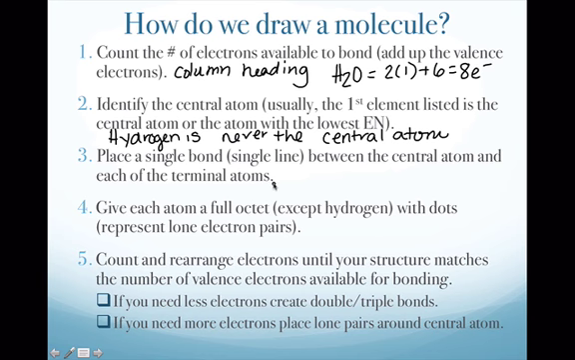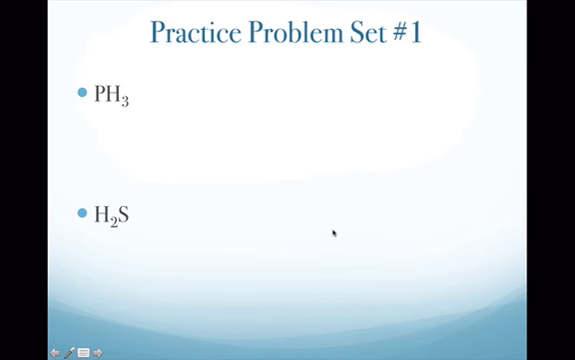You're going to place a single bond, which remember we said was a single line, between the central atom and the terminal atoms. Terminal just means the atoms that are outside the central atom. They're on the ends. Then you're going to give each atom a full octet. The exception to that is hydrogen, because hydrogen just wants a single line. It just wants 2 electrons with dots. So we'll go through an example where you can see all this. And then you have to count and rearrange your structure so that it matches what we added up to in number 1. So a lot of rules, but it's almost easier if we just go through some examples.